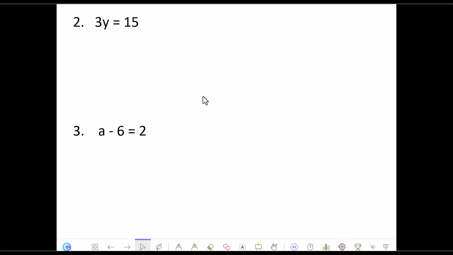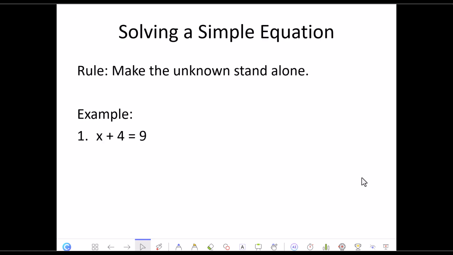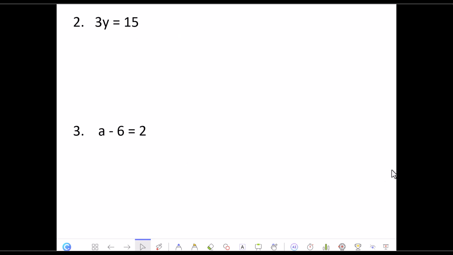Okay, so this is example 2 and example 3. How do we make y stand alone in this example 2? The same thing I said in the last example. Just carry your 3 out of this place. Take your 3 to this side.